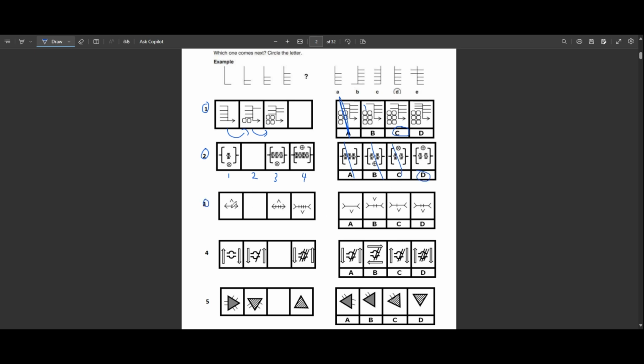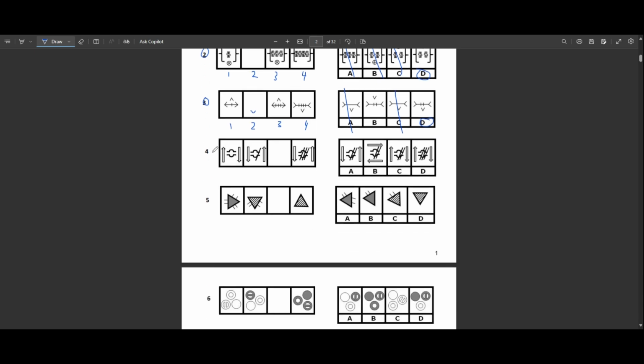Question 3. Now, this shape has a new line added to it each time. You got 1, 3, 4. So we know this one's going to be 2. I'm going to cancel these options out. It looks like this V is going up and down, so it's at the top, then at the bottom, then at the top, then at the bottom. So at the bottom, it's going to be option D. Okay, next question.